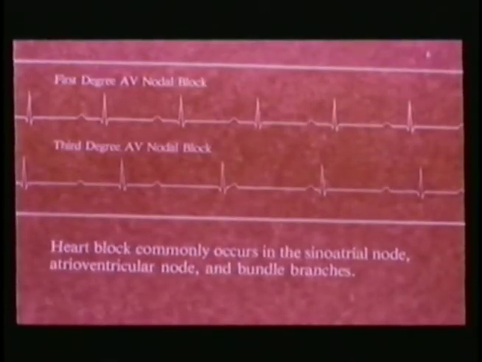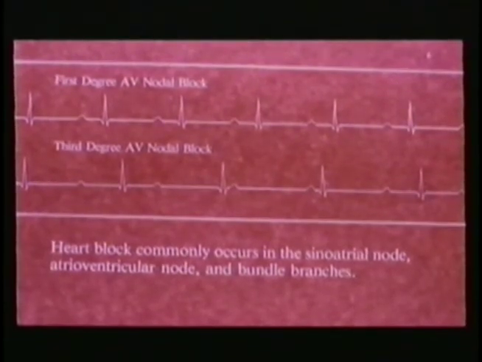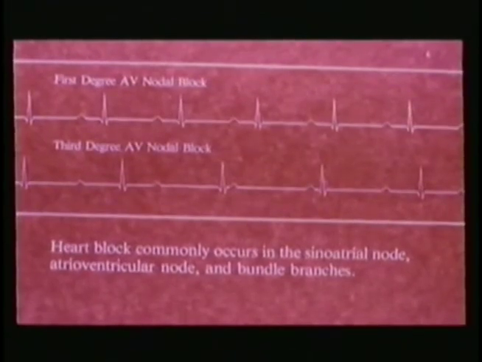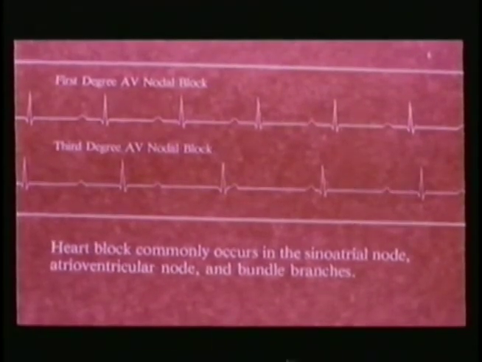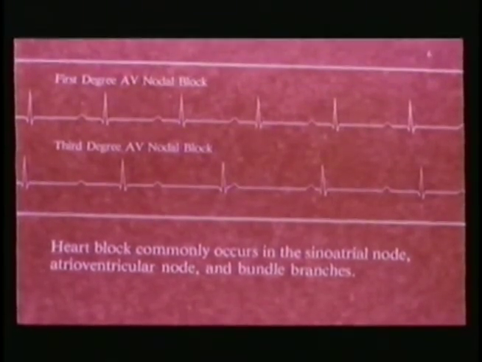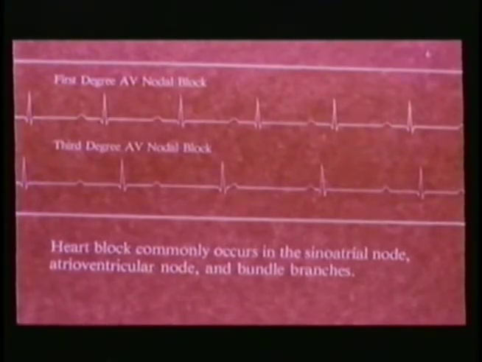6. In first-degree block, the ECG shows simple delay of conduction. In third-degree block, no impulse conduction is seen after the block occurs. Heart block commonly occurs in the sinoatrial node, the atrioventricular node, and in the bundle branches.